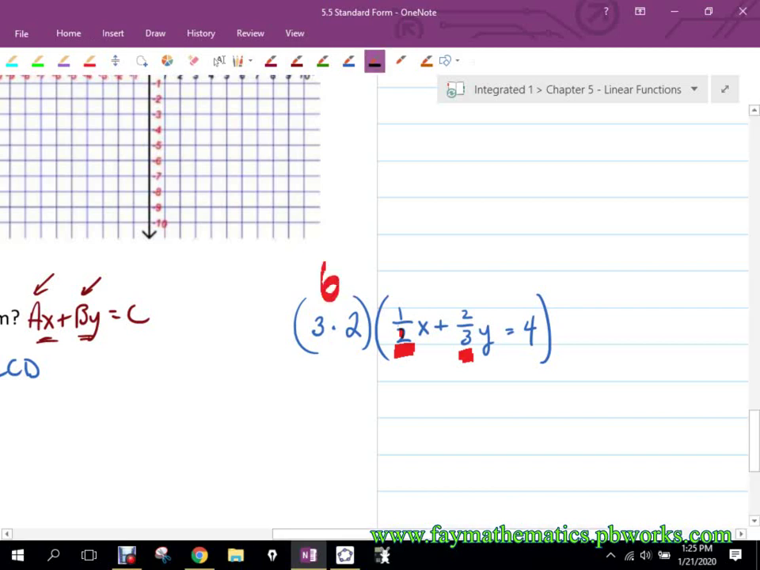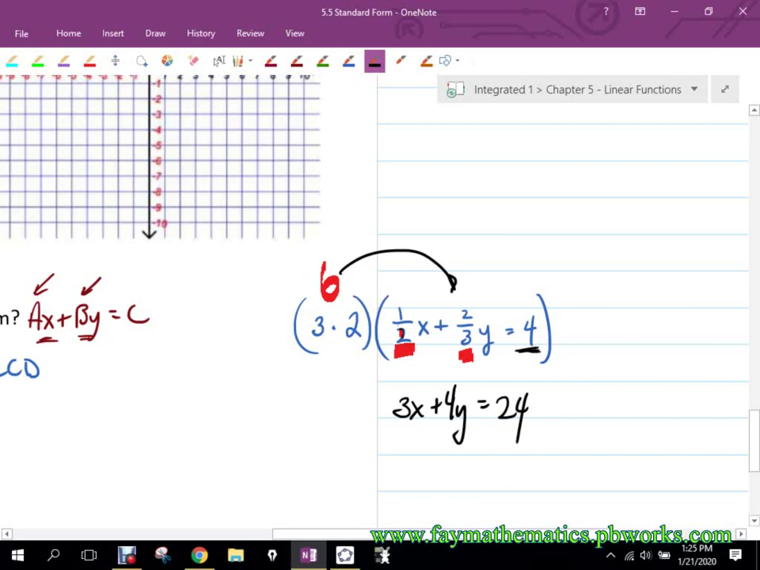So half of 6 is 3, so I get 3x. Okay, now I multiply 6 by 2/3. What's 6 times 2? 12. So I got 12 on top, right? Now that 6 has a denominator of 1, right? What's 1 times 3? 3. So I got 12/3, which is the same thing as 4. Good. So I get 3x plus 4y. And now I need to multiply everything by 6. So I even need to multiply 4 by 6. So it gives me 24.